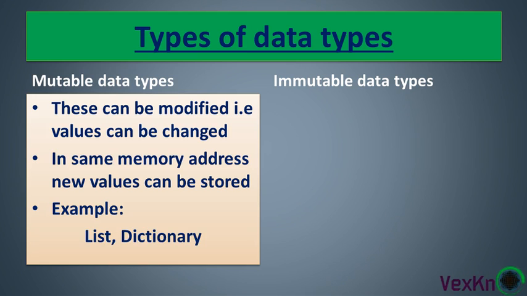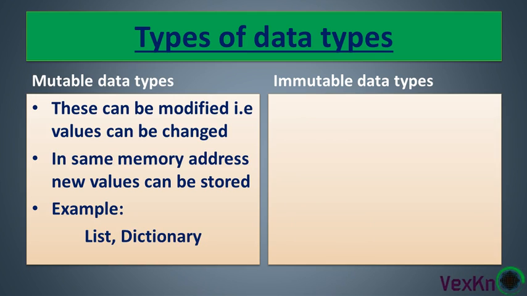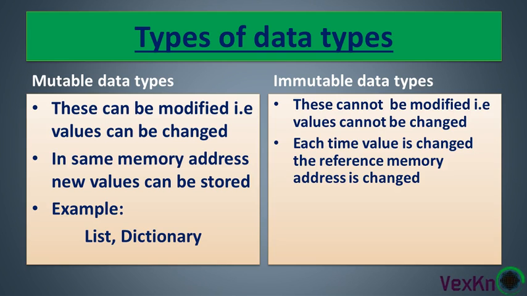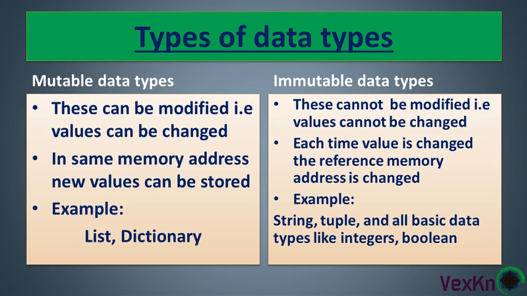But immutable data types are the basic fundamental types of data, that is int, float, boolean, string, or tuple. All these types of data are actually immutable. That means the values cannot be modified. Whenever you change the value, actually you change the address. It changes the memory reference to the value it is referring to. So these are some examples. Today we will be passing these kinds of values to functions as parameters.